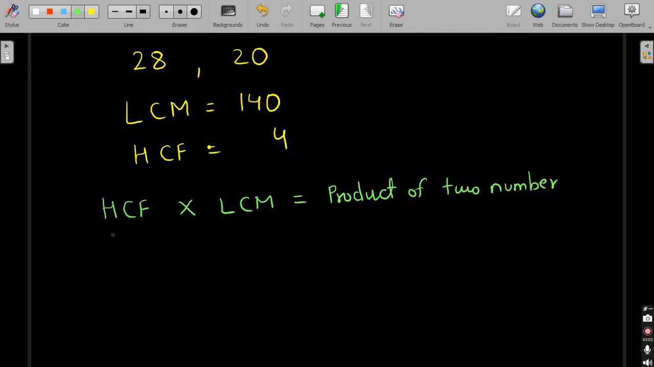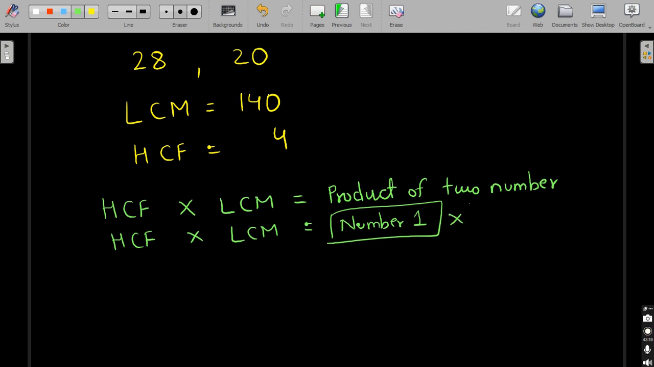Product of two numbers, or else in some of the books they will mention HCF into LCM is equal to number 1 into number 2. Number 1 means the first number, first number into second number they will mention.